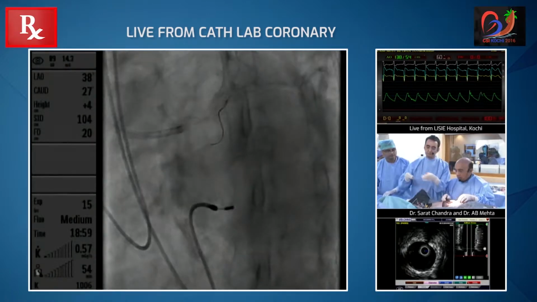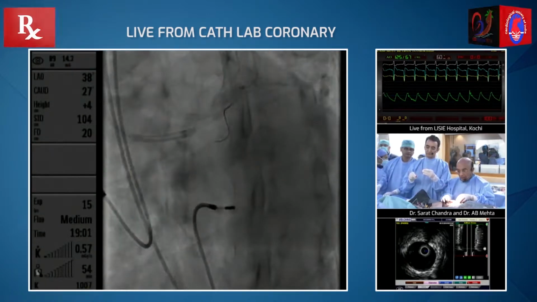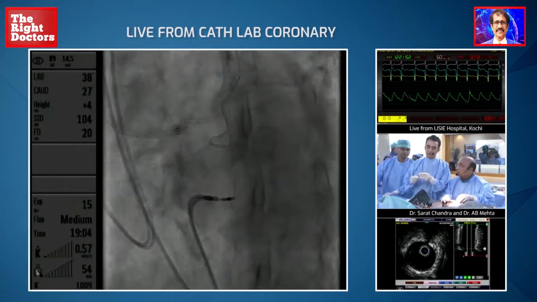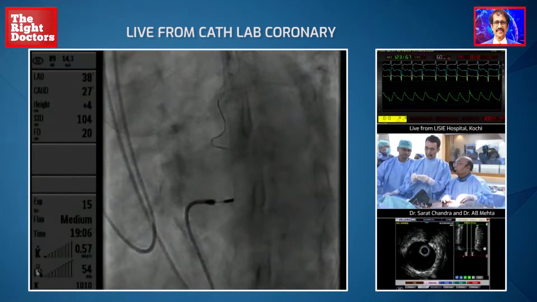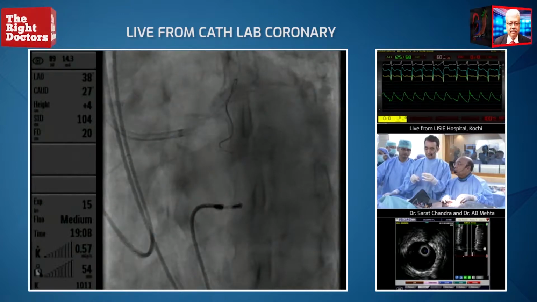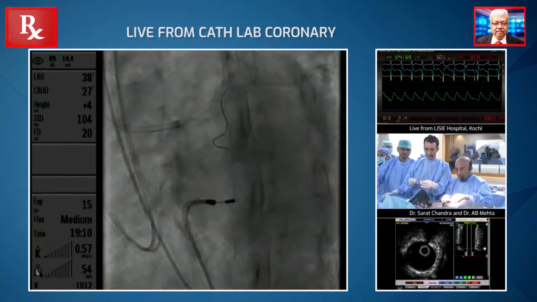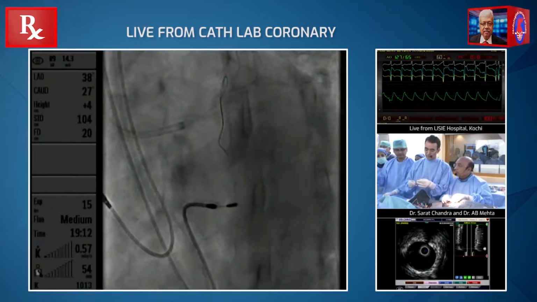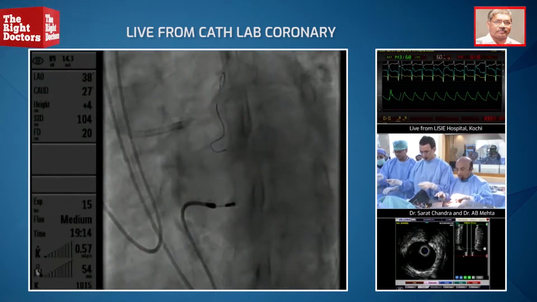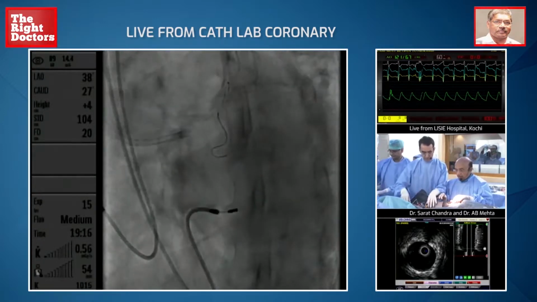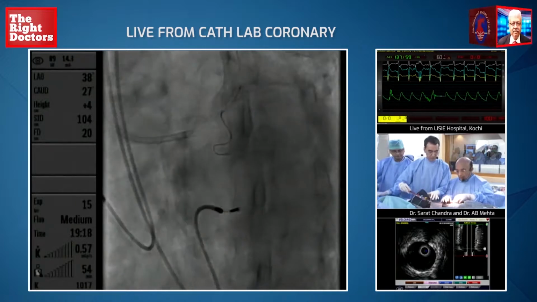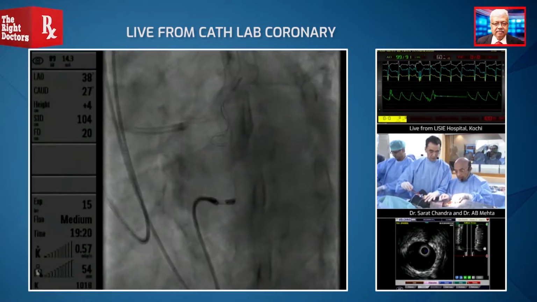So we pre-dilated the distal lesion, and again. And the proximal lesion, too. We've deployed a stent distally, which is a 3.5 by 23 Xience.